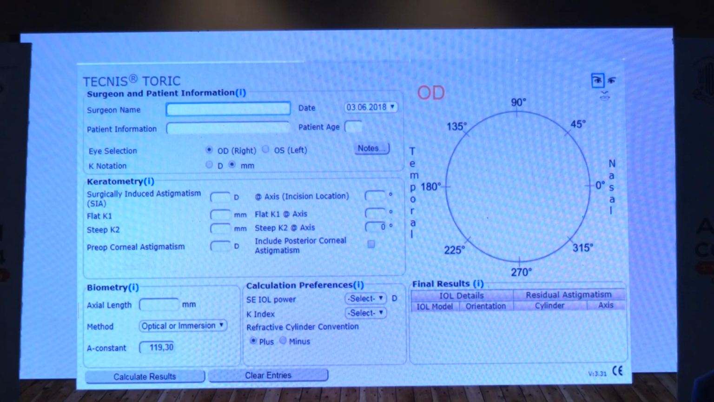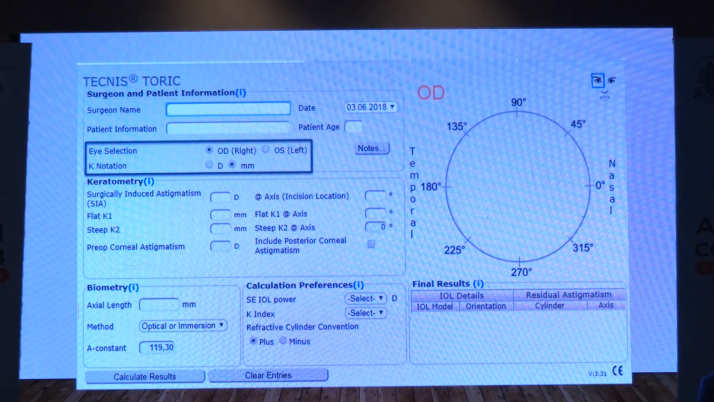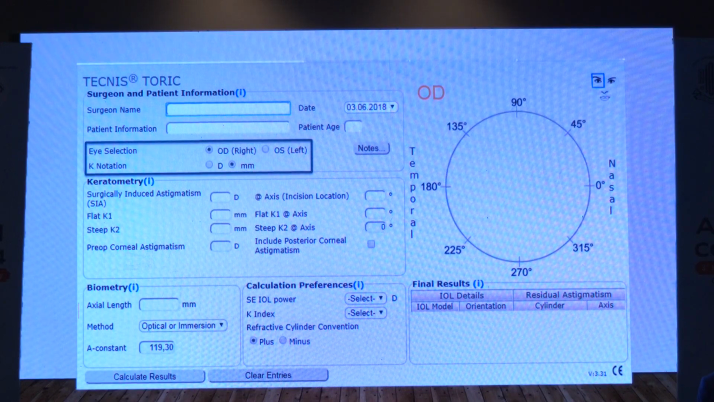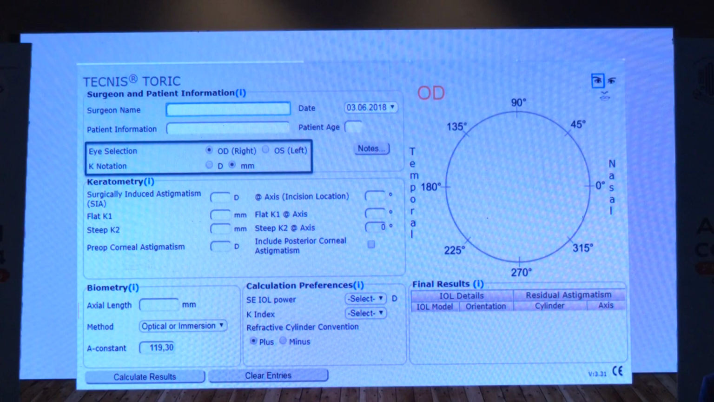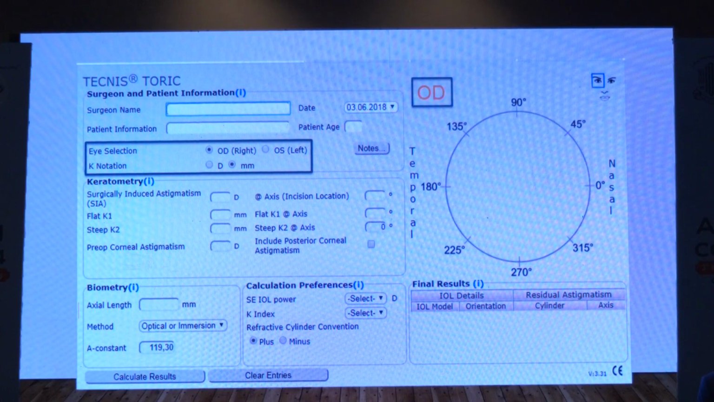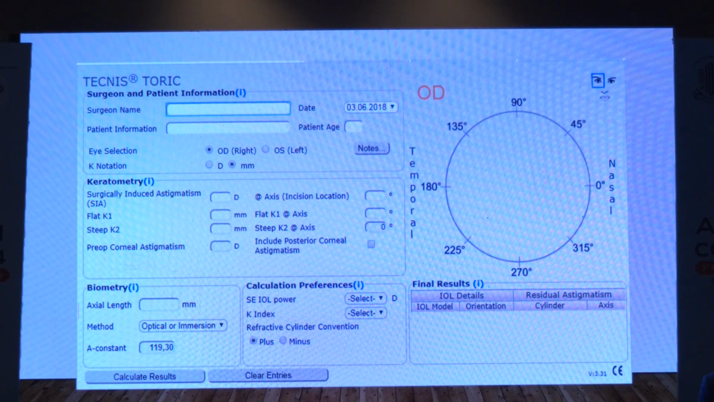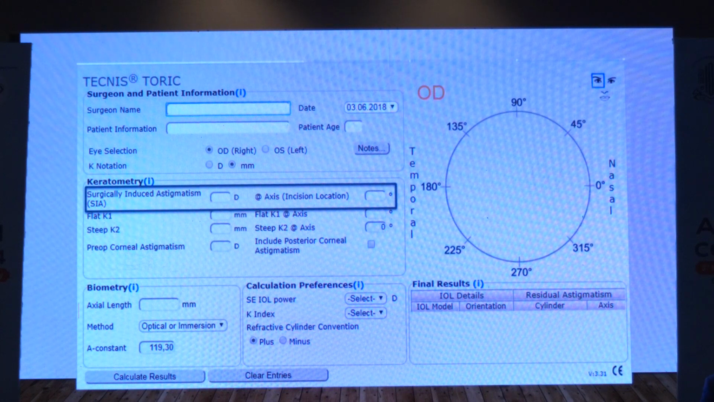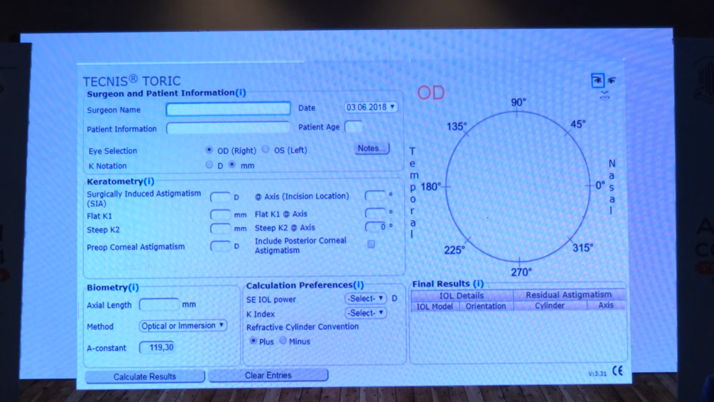So this is how the Technis Toric calculator looks like. You first basically select the eye, you give the K notation whether you want it to be in diopters or millimeters, you make sure you have the correct eye. Once that is done, you enter your SIA, you enter the axis and the incision. As was mentioned, the incision that you take plays a huge role in toric surgery. You can always alter your position, you can sit superiorly, you can sit superior-temporally, you can sit temporally, depending upon where the steep axis is.